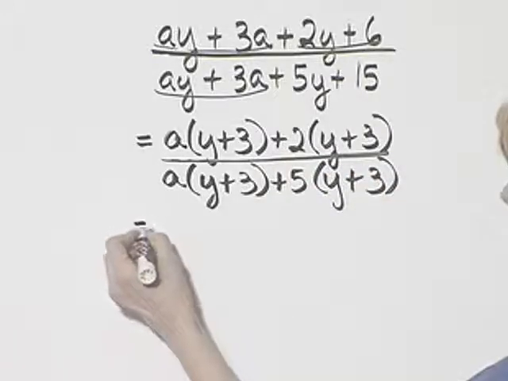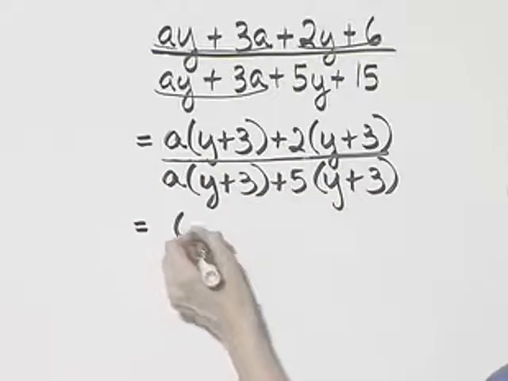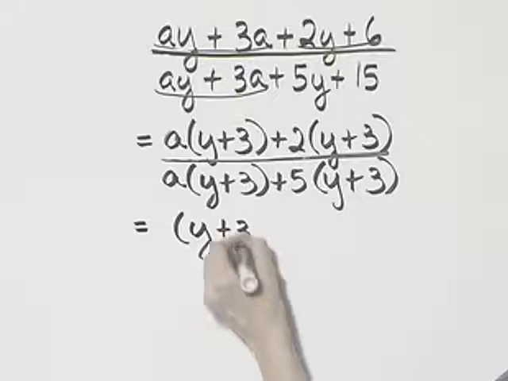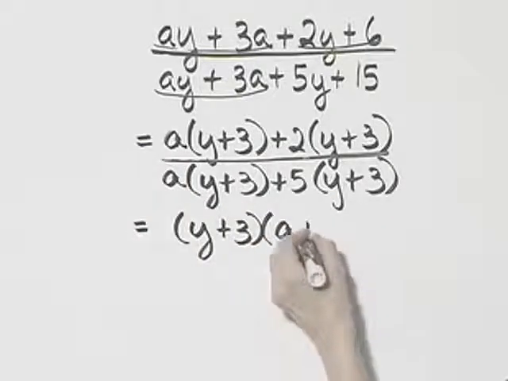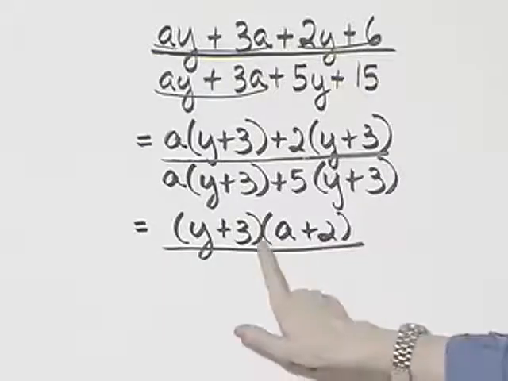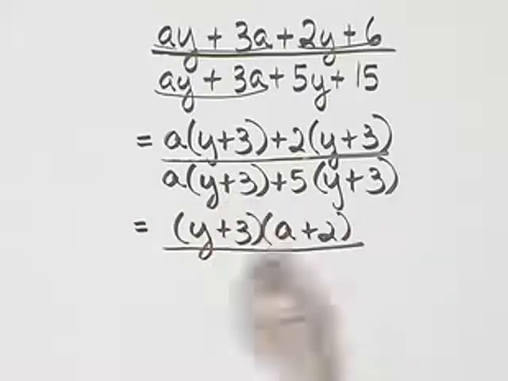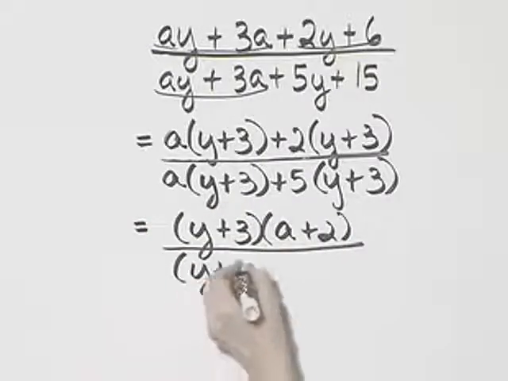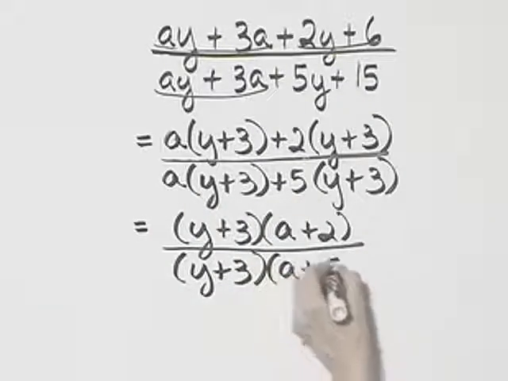So let's finish factoring. In the numerator, in these 2 terms, I have a common factor of y plus 3, which I'll factor out, and I'm left with a plus 2. Now the numerator is factored. It is written as a product. In the denominator, in these 2 terms, common factor of y plus 3, I'm left with a plus 5.